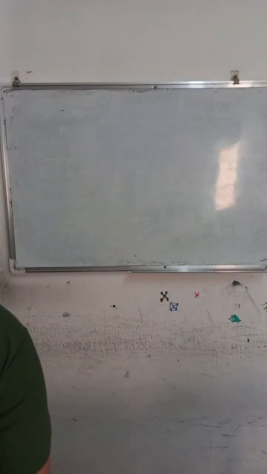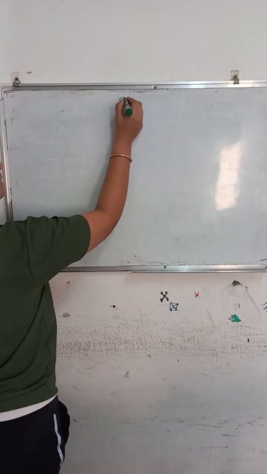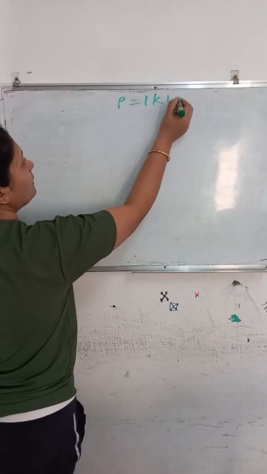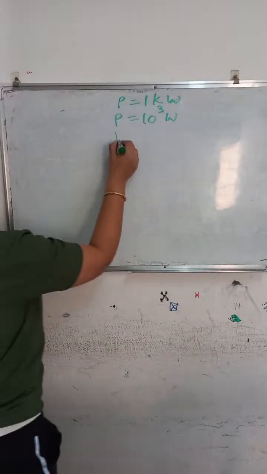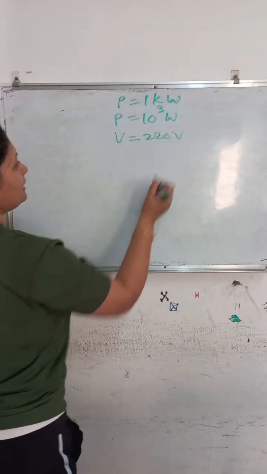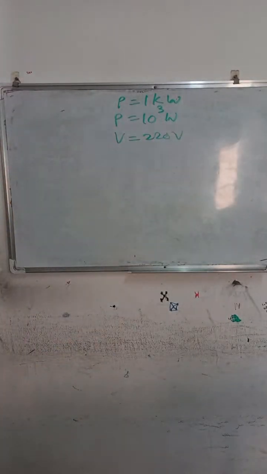So here power is given. P is nothing but 1 kilowatt, that is 10 raised to 3 watt. This is the power given. After that voltage is given, that is 220 volt. After that nothing. They are asking what rating of fuse wire must be used for it. What rating means we have to find out the current value.